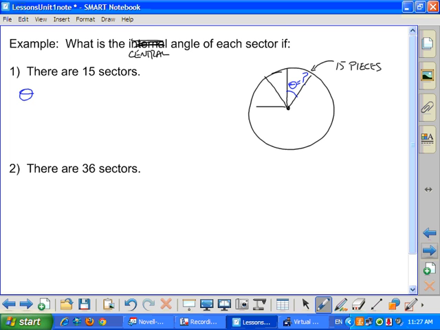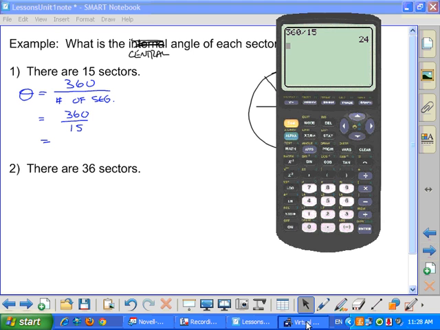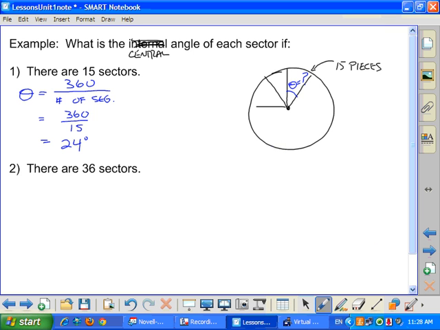Well, we know we have a formula for that. Theta equals 360 divided by number of segments. So 360 divided by 15, and you go to the calculator. 360 divided by 15, and we'd find 24 degrees. So therefore, each angle is 24 degrees.